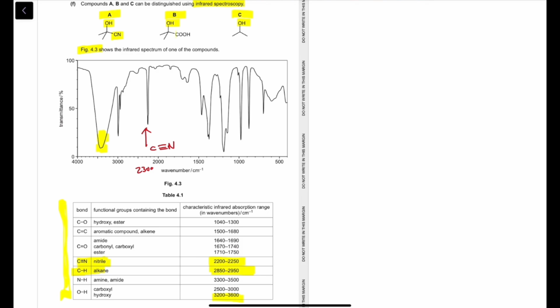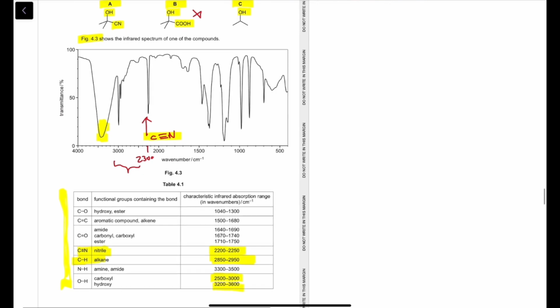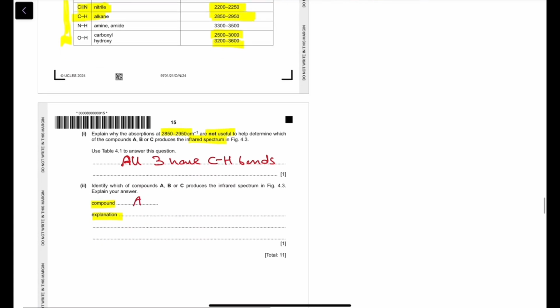So B has a COOH group, so the hydroxyl group for carboxylic acids has its own peak at 2,500 to 3,000. However, I don't see a peak in this range, so it's definitely not B. Now C will only have an alcohol group and no other peaks elsewhere, but like we said earlier, we determined the CN functional group peak right here, so this must be the infrared spectra for compound A. So we state that it's compound A and there is an absorption at 2,200 to 2,250 centimeters, which indicates that C triple bond N group.